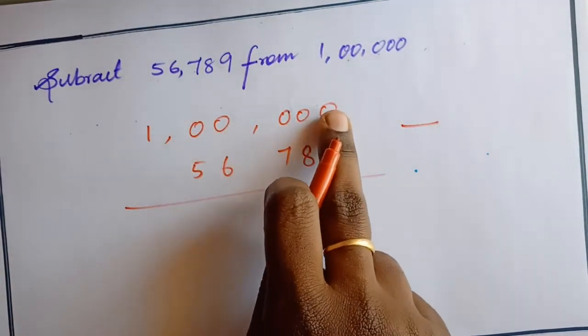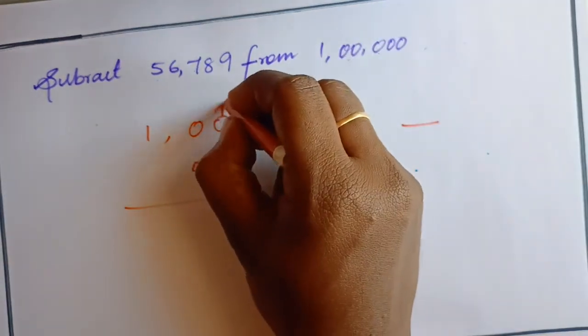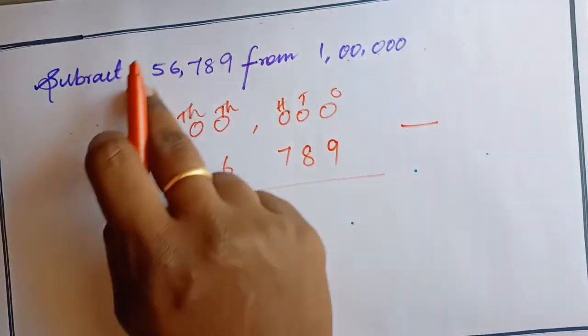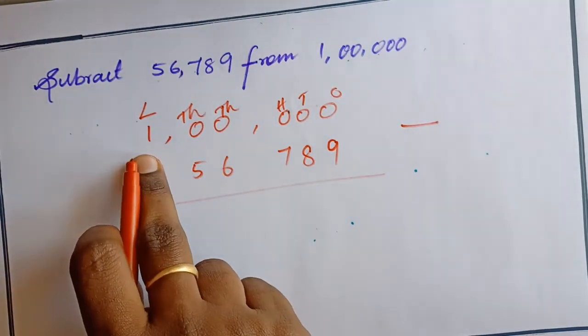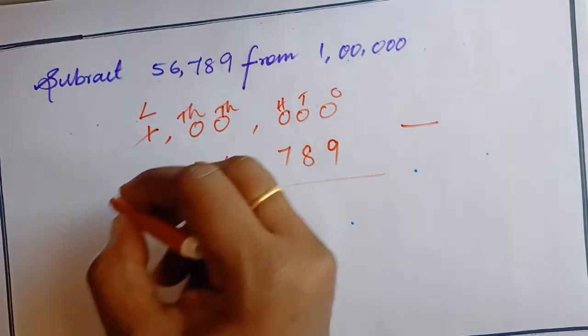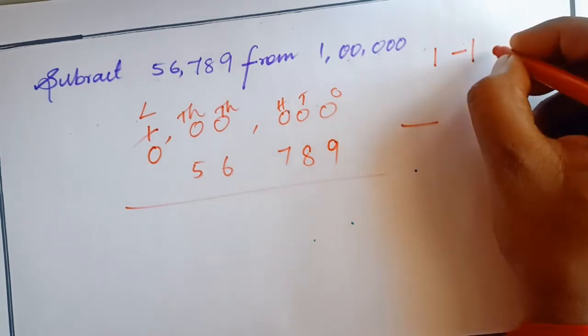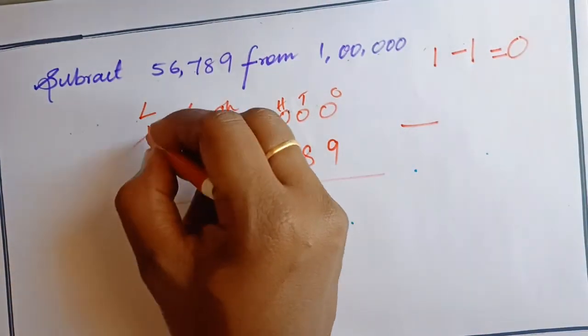Here 1s place, 10s place, 100s place, 1000s place, 10,000s place are all 0. So you can move to the next place. This is a lakh, so borrow from this lakh place. Cut and write 0 here. I am taking 1 from that. Now what is remaining? 0. So the answer here is 0.